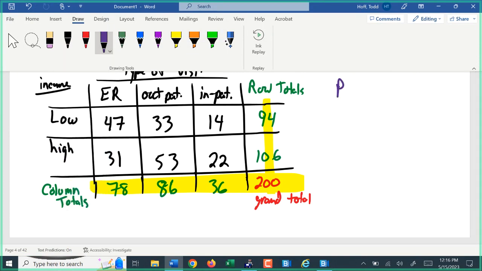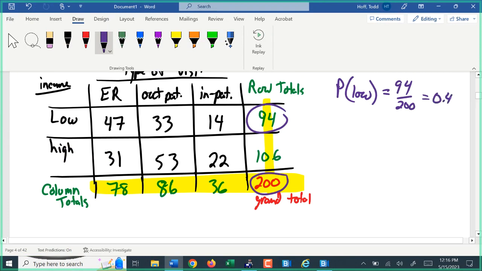So we ask, what's the probability that a randomly selected patient is low income? Well, there's 94 low-income patients out of 200. That's just 94 out of 200. Or if you want, you could leave it like that. That's just fine. Or you can divide that out to be 0.47.